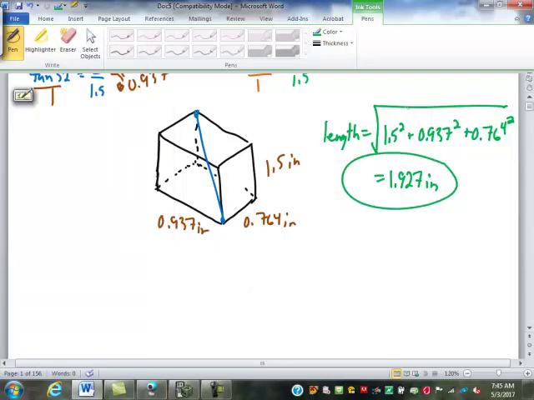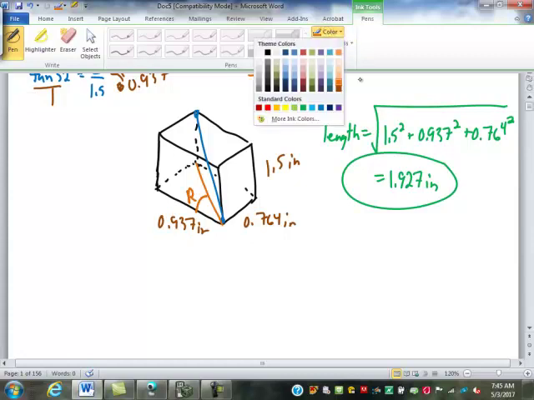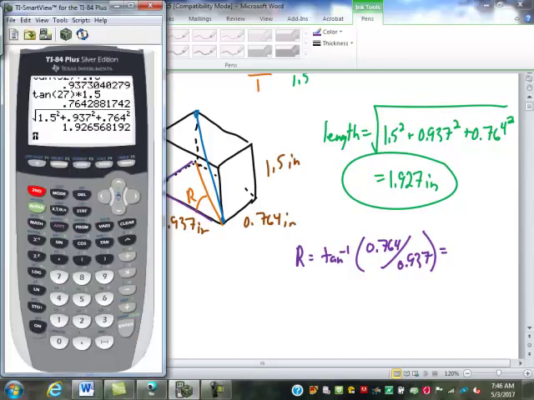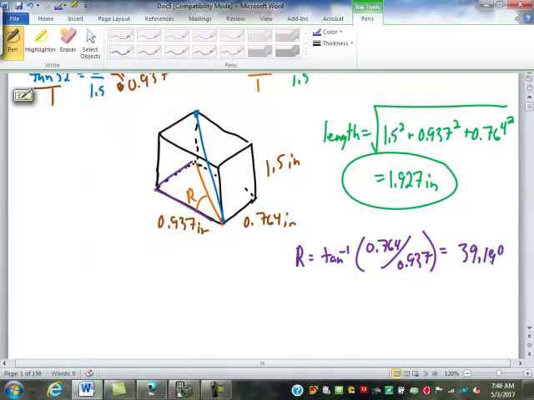So that's our length. To find R, remember R is this angle right here, our rotation. R is the inverse tangent of this side over here, which is the 0.764, over this side over here, which is the 0.937. So 39.19 degrees. That's our angle of rotation.